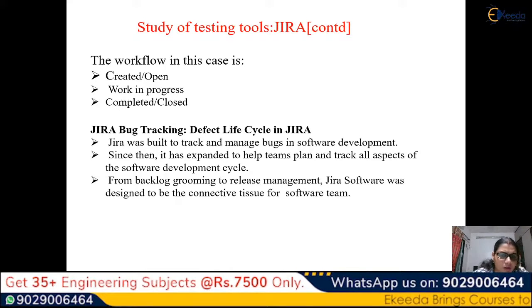Then we have backlog grooming. There are things still in the backlog, still pending, that need to move along. But when the urgency or emergency of this software comes to you, you leave aside your work and start working on the current software, finding those bugs and defects. Your software keeps track of how many projects you are working on and how many defects you have tracked. So Jira software will help you be the connective tissue for the software team.